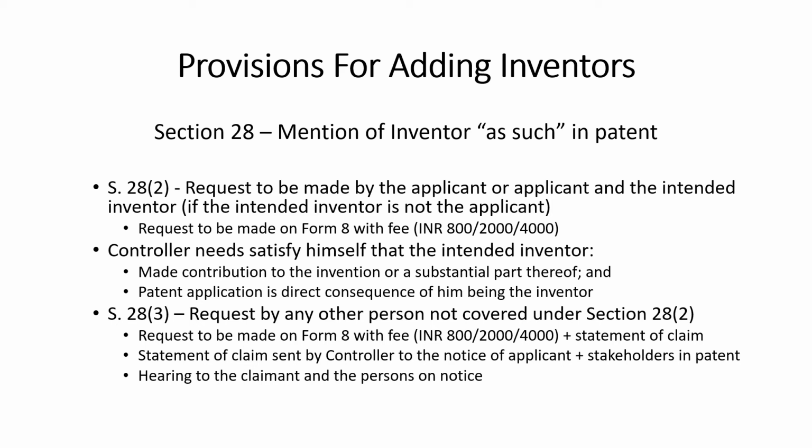An important aspect about the requests under section 28 is that you can only make this request before the grant of the patent. So once the patent has been granted, you cannot make a request for addition of inventors, and this is provided under section 28 subsection 4.